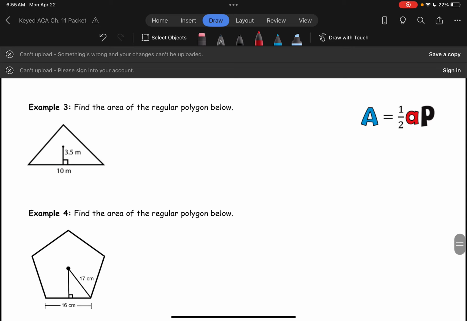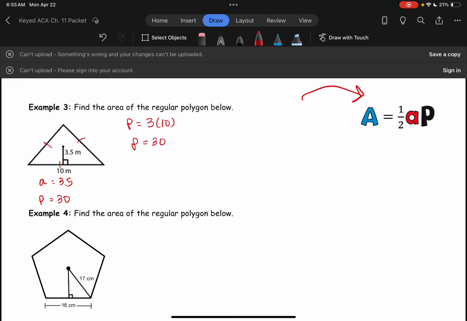Example 3. And we got the formula over here at the top right of your page. It says example 3, find the area of the regular polygon below. Okay, well, this happens to be a triangle. And in this particular figure here, we need the apothem, we need the perimeter. The apothem, they give it to us, it's 3.5. If I want to find the perimeter, well, all three sides are congruent, so if one side is 10, the perimeter would just be taking 3 and multiplying by 10 to get a perimeter of 30.